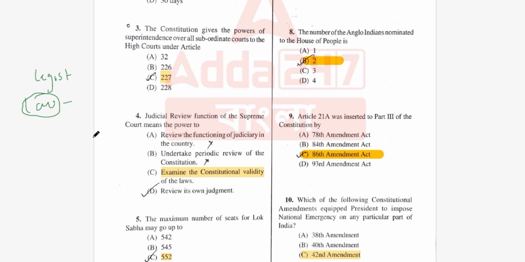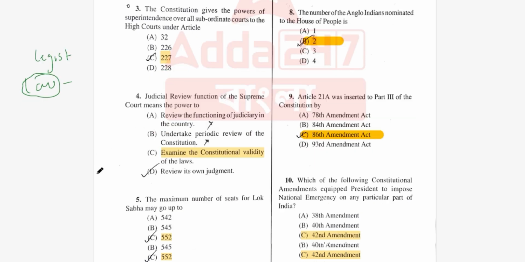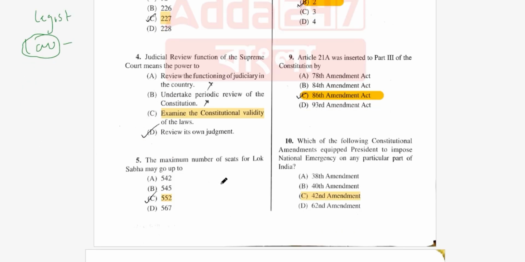Now here the function is that they will judge the law on the basis of the basic principles, the basic features of the Constitution, that is, in the Keshavananda Bharati case the basic tenets have been enshrined. Now moving on to the next question: the maximum number of seats of Lok Sabha may go up to 552. This is the maximum number.